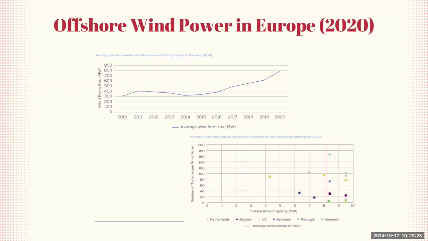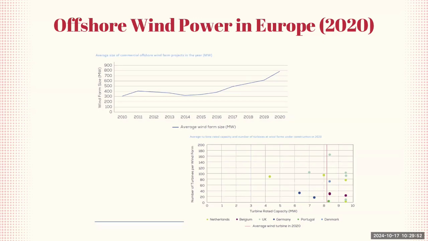This is just another slide which shows the growth trends and turbine capacities in Europe as well. Basically, we can see that from 2010 to 2020, the average size of offshore wind farms has increased significantly. We also see a sharp rise in the size of projects, with the average wind farm size reaching around 800 megawatts, which is a lot of electricity. This shows a growing trend towards larger scale offshore projects.